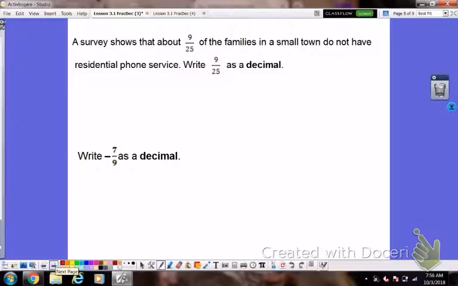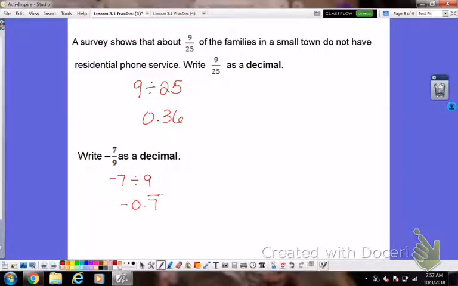All right, almost done. A survey shows that about 9 out of 25 of the families in a small town do not have residential phone service. Write 9/25 as a decimal. So this is just review from the very beginning. So 9/25 as a decimal, we do 9 divided by 25. Either do it the paper pencil way or on your calculator. We get 0.36. And last up, write negative 7/9 as a decimal. Again, that would be negative 7 divided by 9. We get negative 0.7. And you would see on your calculator that that 7 repeats. So we put that bar notation over our 7.